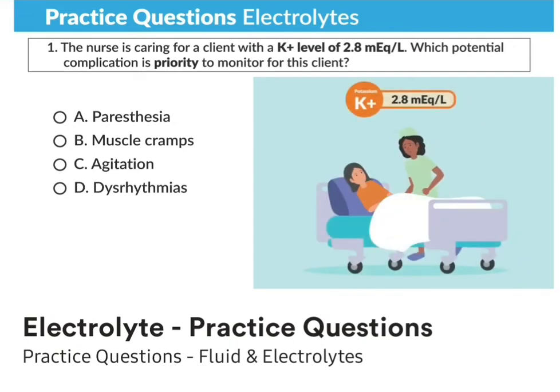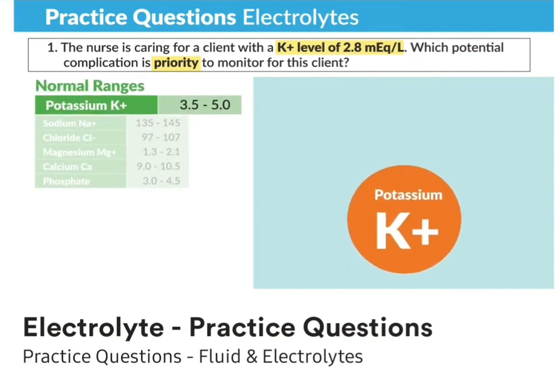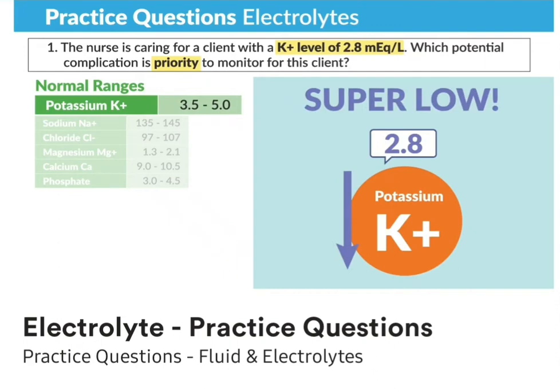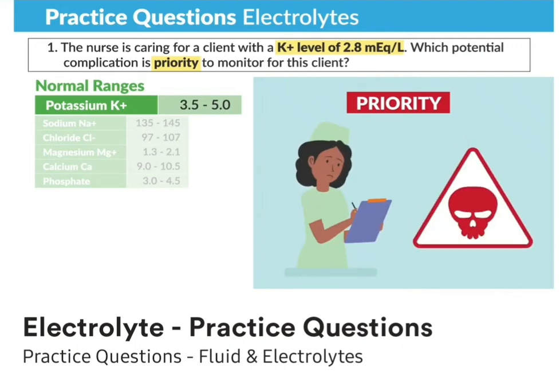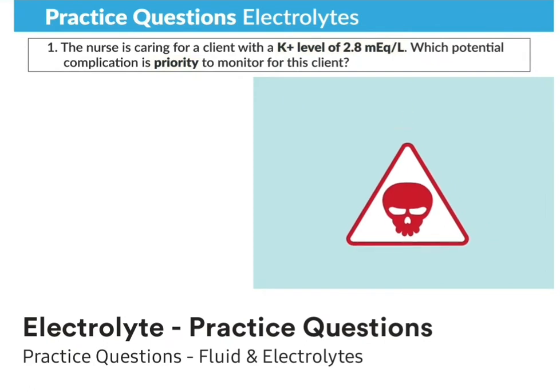Okay, let's break this question down. Always look at the key terms first. The question gives us a client with a potassium of 2.8. So potassium is normally 3.5 to 5.0. So 2.8 is super low. The question asks for the priority to monitor. Okay, so once again, before looking at the options, always think priority. So for priority, think what kills the patient or the client the fastest. Now, before looking at the options, think of the number one thing that can kill this client.